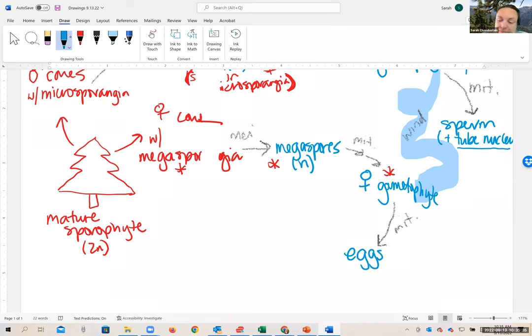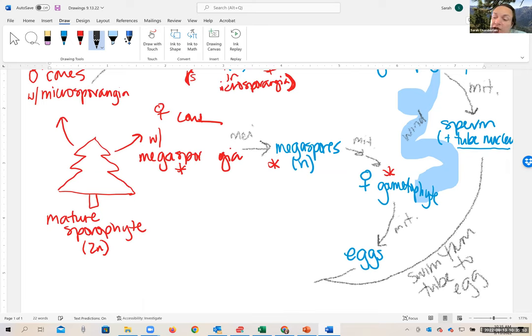Okay, so our sperm swims through a tube to the egg. So it's an enclosed moist space, right? And then it gets to the egg.